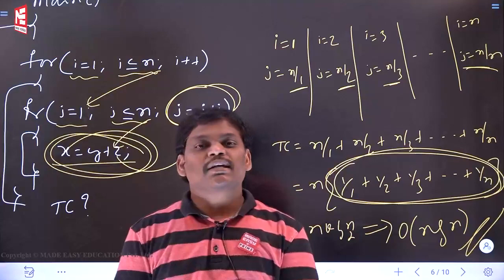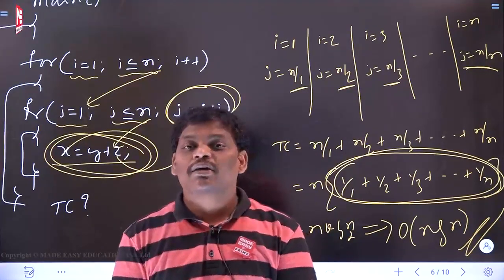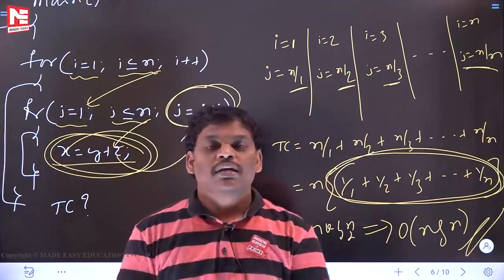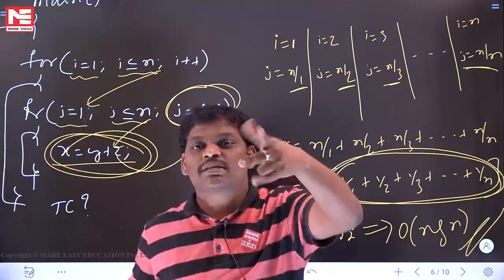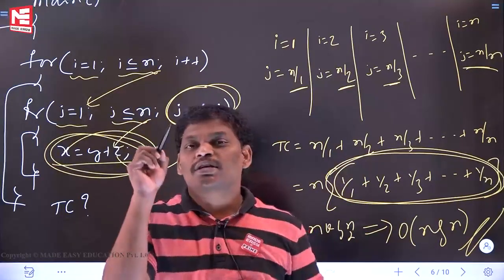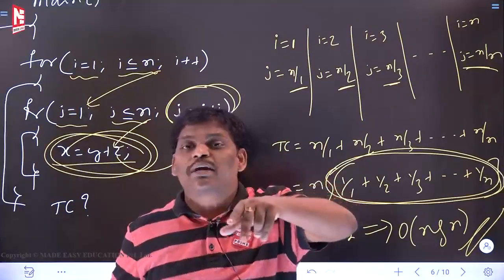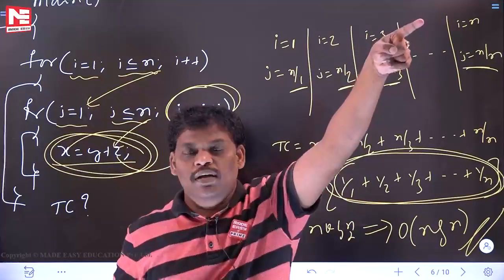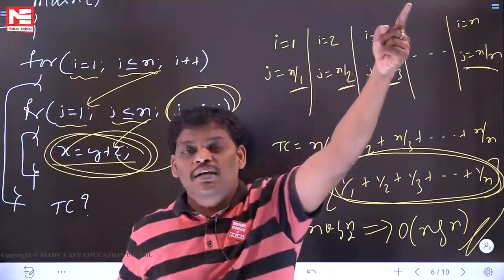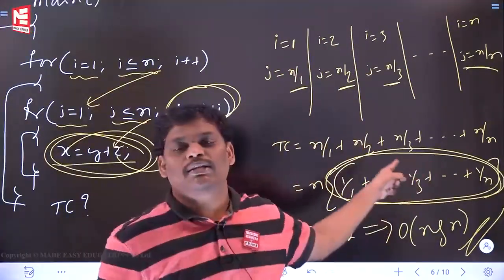The I loop is n times, that is okay. The J loop is n by I. What is the meaning? J depends upon I. Even though they are inner loops, if there is a dependency, what is the meaning of dependency? I am asking the J loop how many times it runs; it says it is based on the I value. If some dependency is there, you should do it like this.